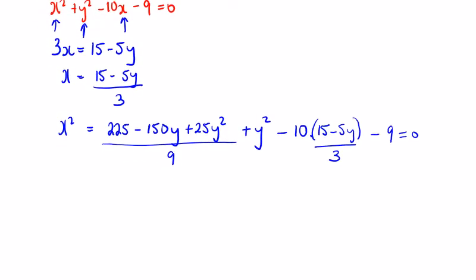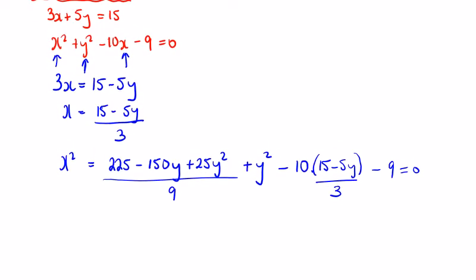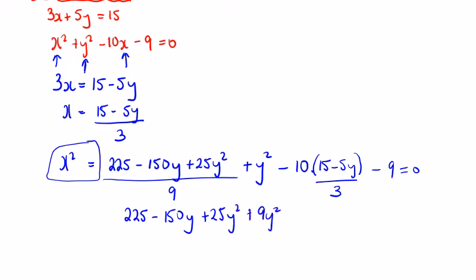So I can multiply by 9. So I don't need this x squared here at the beginning. We were just saying what x squared was. So I can multiply by 9 to get rid of the denominator. So 225 minus 150y plus 25y squared plus 9y squared. And if I put a 9 here, I'm going to have 90 over 3, so I'm going to multiply this one by 30. So minus 30 by (15 minus 5y). And minus 9 by 9, 81 equals 0.